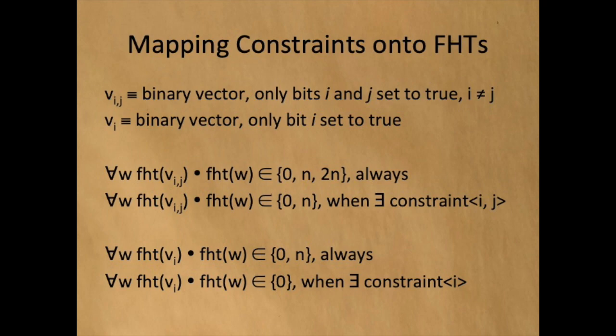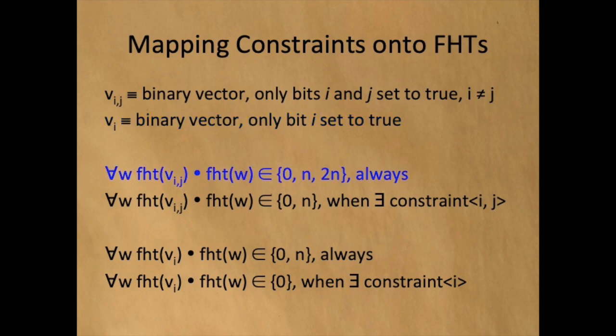We will use the Hadamard population theorem to map consistency constraints onto fast Hadamard transforms. We are concerned mainly with vectors that have 1 or 2 bits set. Vij denotes the binary vector with only bits i and j set to true. i must differ from j. Vi denotes the binary vector with only bit i set to true.